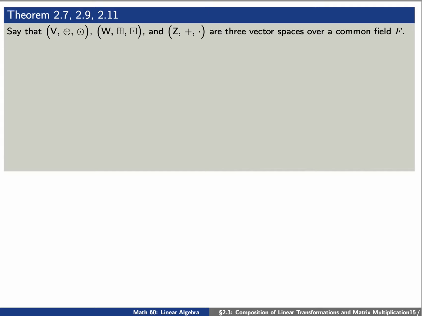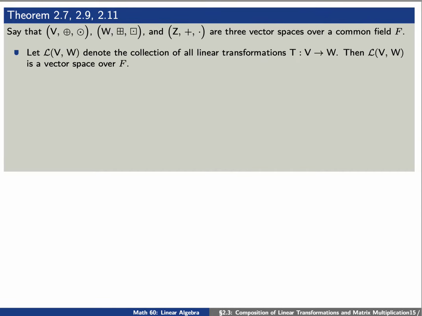Let's say that we have three vector spaces, V, W, and Z, all defined over a common field F. We'd like to state three fundamental properties. First, let script L(V, W) denote the collection of all linear transformations T going from V to W. This collection itself, this set, is also a vector space.